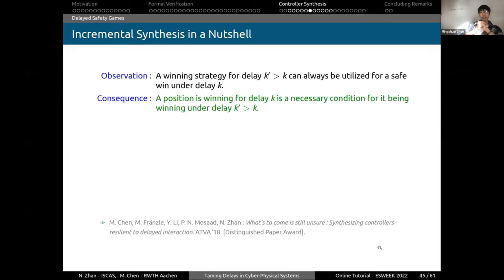Then we came up with this incremental synthesis algorithm. In a nutshell, this is based on a nice observation saying that a winning strategy for the controller for a larger delay can always be utilized for a safe win under a smaller delay k. Why is this the case? Because the higher the delay is, the harder it is for the controller to win, right? And the consequence for this is that a position or a state being winning for a smaller delay is a necessary condition for it being winning under a larger delay.